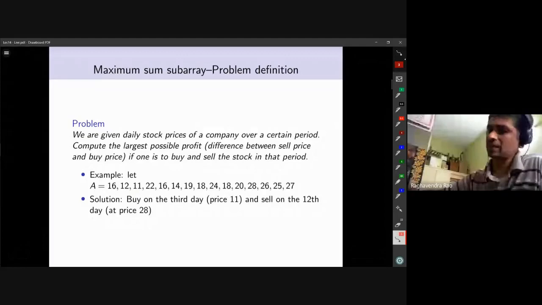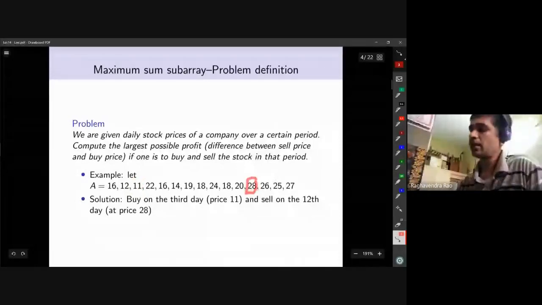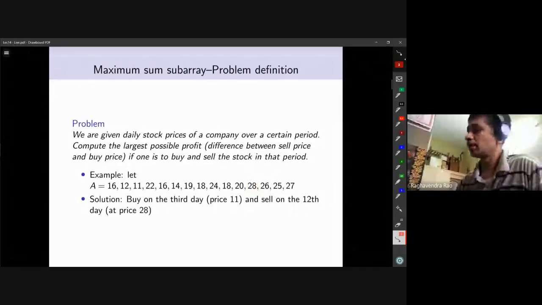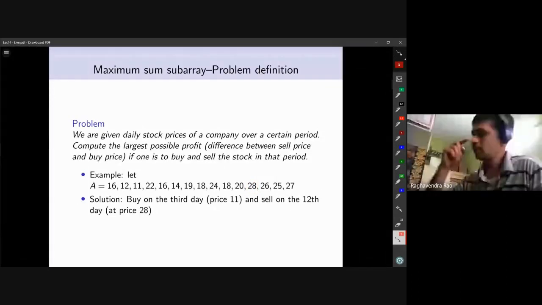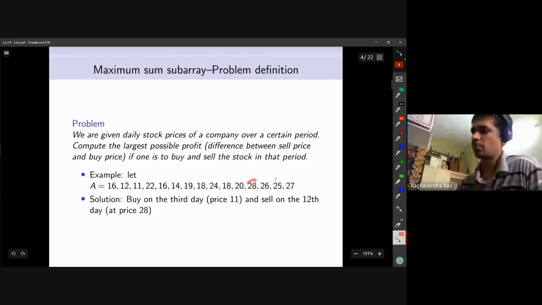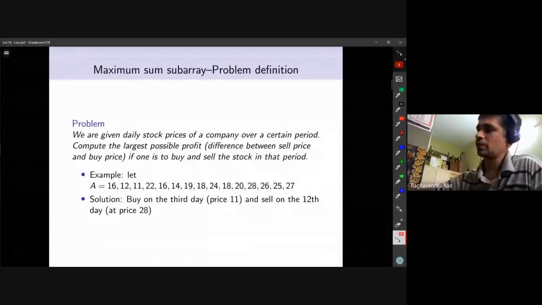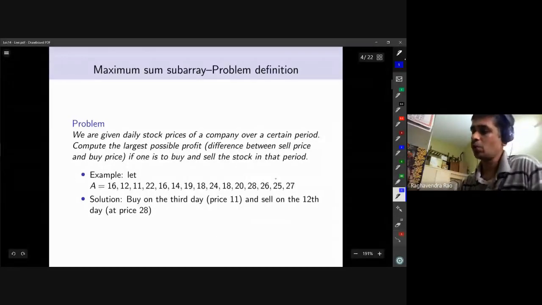In this example, you can see that if you buy on day 3 and sell on day 12, the profit is the maximum. Looking at this example, you will be tempted to think, isn't the solution very simple? Why can't I just get the day on which the share price is minimum and the day on which the share price is maximum? In this example, it works. It just happened to be so.